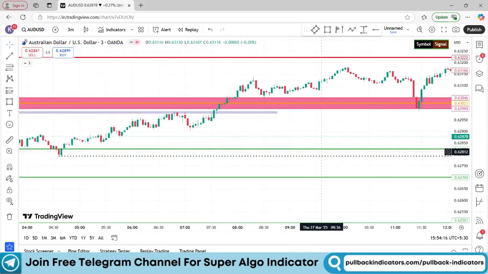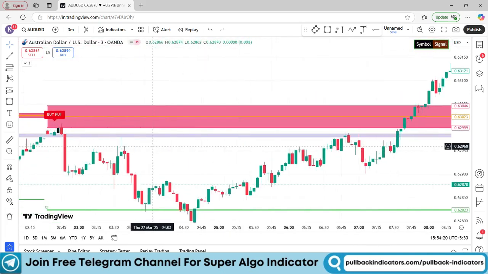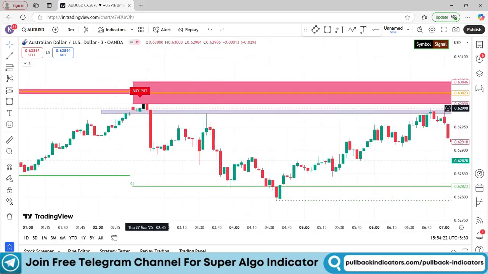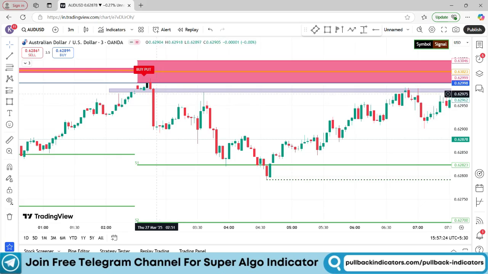Now look here. On this specific zone, we are having a buy put signal. This was our first signal, and then immediately a reversal candle also got triggered. Let me mark this level. This is the blue line which I have marked. This is the high of the reversal candle, and this is the low of the first signal candle. So now we have these two zones: the low of the signal candle and the high.